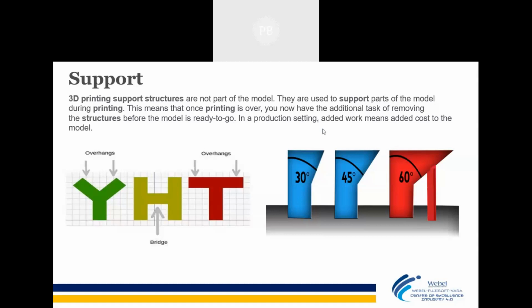So support structures are not a part of the model, basically. That is an additional thing which we use to develop the model. So support structure is always considered as the wastage of the model. So it's our responsibility when doing the 3D printing to orient or structure the part in such a way that there is minimal support development. The less support there is, the less wastage there will be.